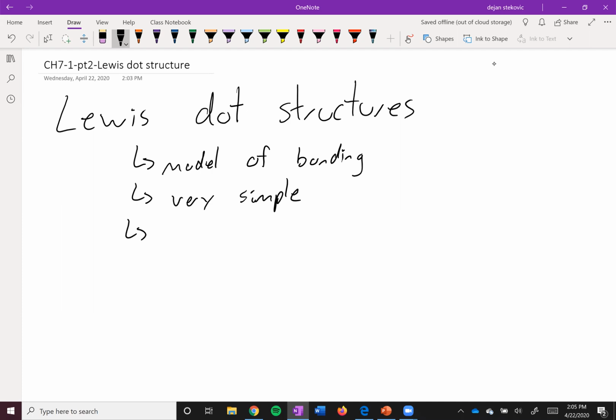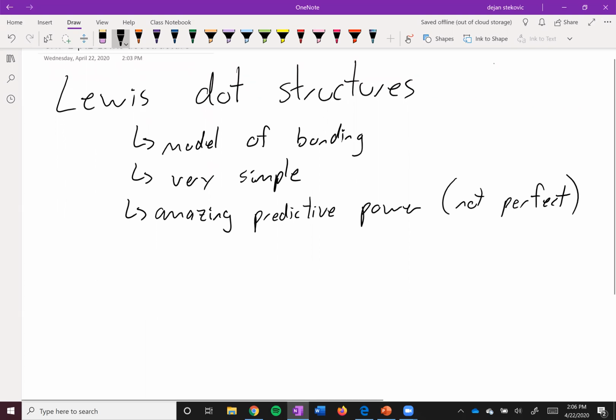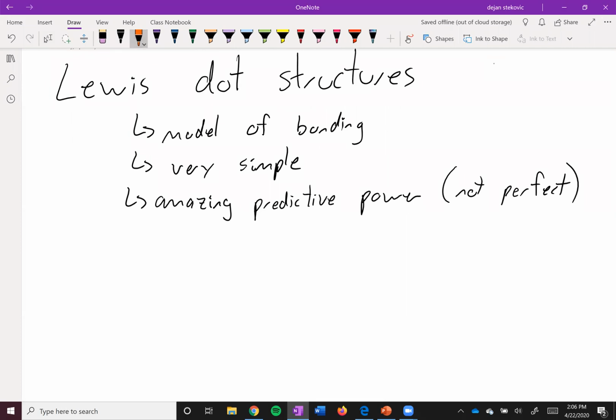And the great thing about it is even though it's so simple, it has amazing predictive power. Right, so it's not perfect, but for how easy it is to do, it has really good predictive power. You're going to be able to predict the structure and the properties of all kinds of molecules using these Lewis dot structures and eventually Lewis structures.